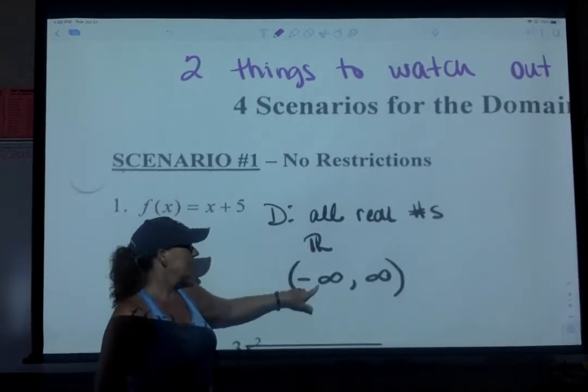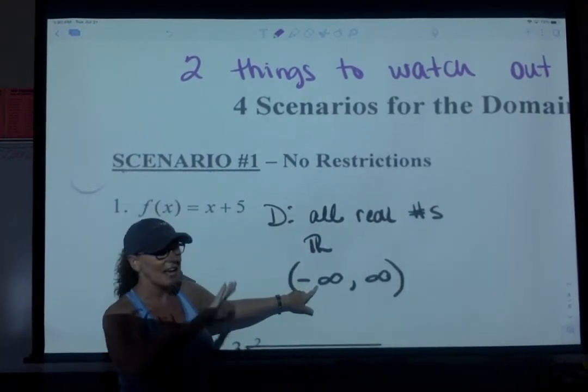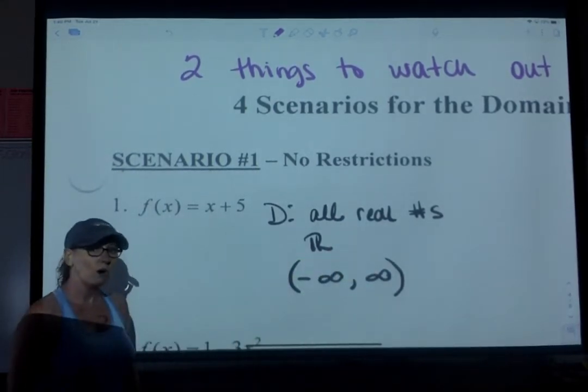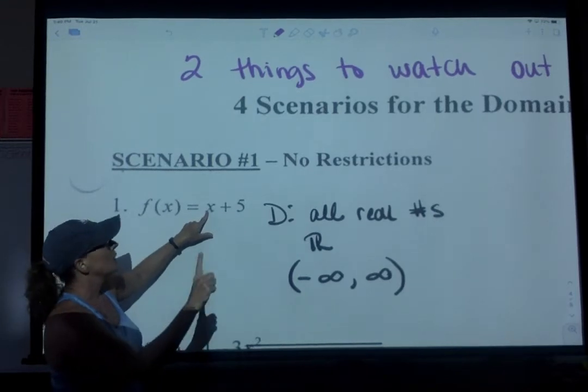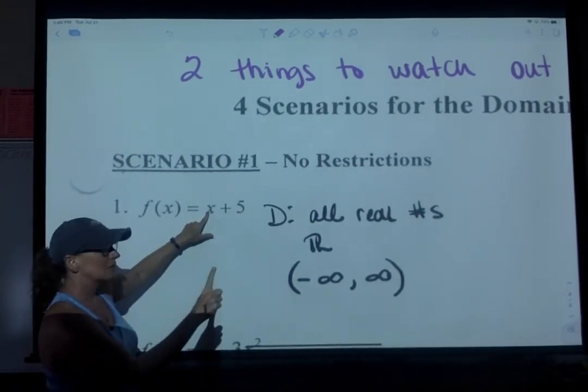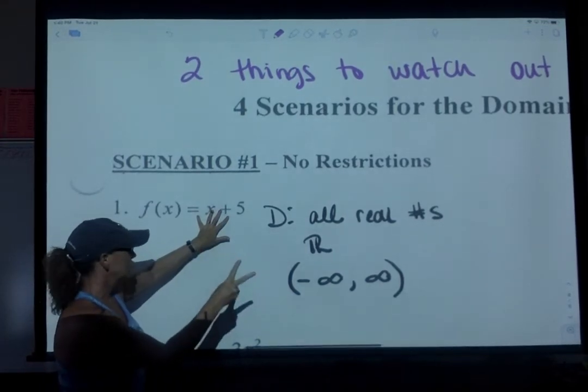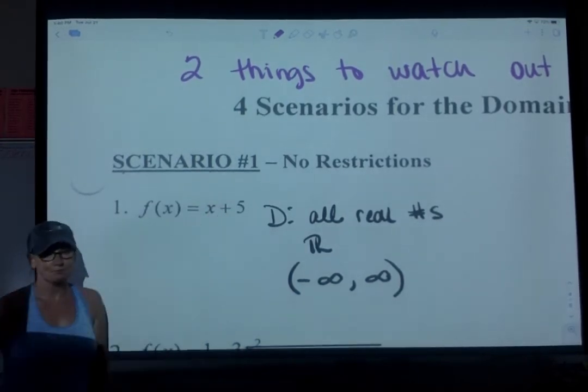Here's what it looks like in interval notation. I can plug in any number from negative infinity to positive infinity. Why? Because I never have to worry about dividing by 0 right here, and I don't have to worry about square rooting a negative.